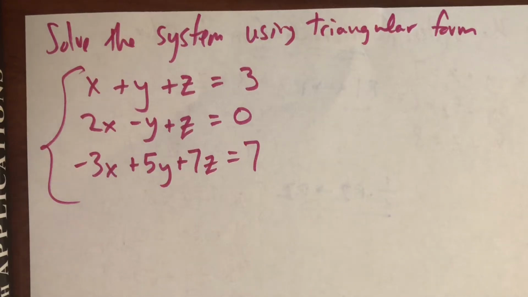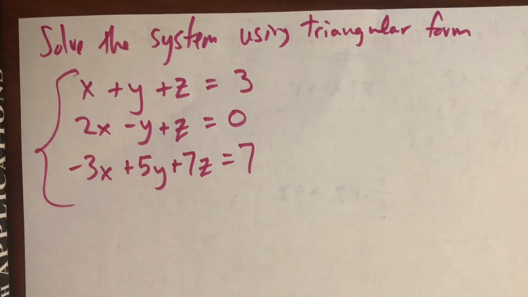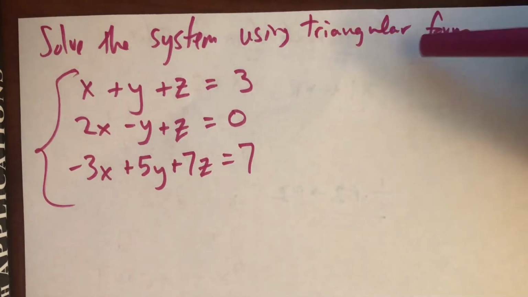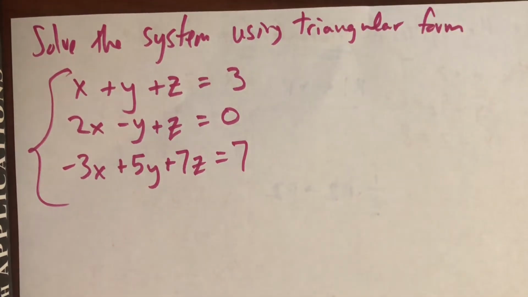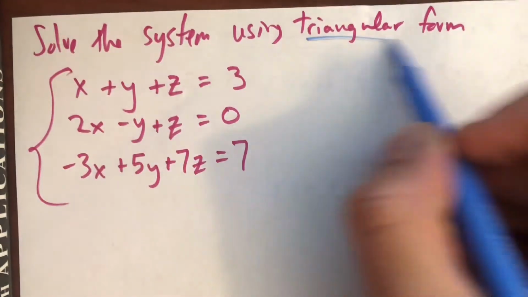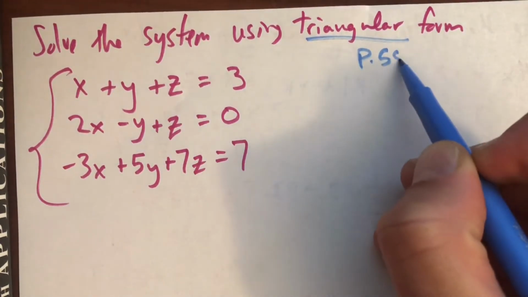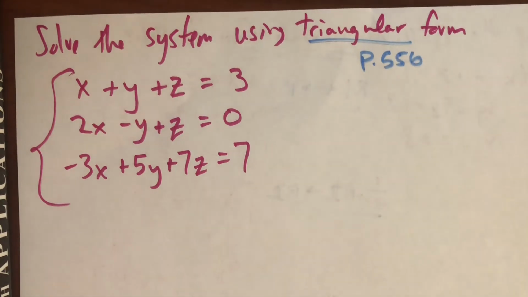Okay, well, let's solve a system here using triangular form. This one does have a solution. The last example I did didn't end up having a solution, but this one's going to have a solution. So let's remember what we want to do. We want to put this in triangular form, and again, go check out page 556 for the definition of what triangular form is. 556. So yeah, check that out.